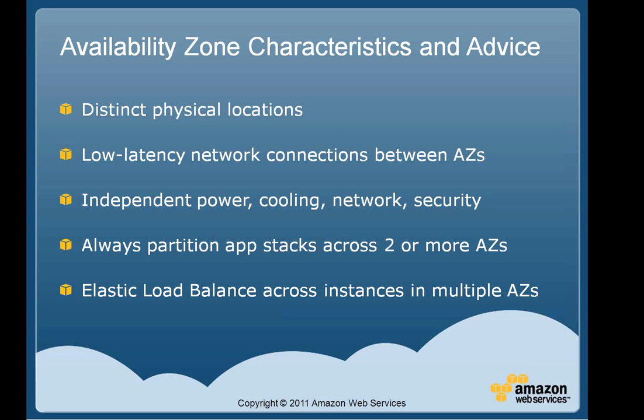We recommend, as you'll see in my next slide, that you always partition complete application stacks across 2 or more availability zones within a region. We also encourage you to use elastic load balancing across these instances to spread your traffic across multiple availability zones in the same region. The idea is that you want to build your application such that if there is a problem in one AZ, you have capacity and functionality in another AZ ready to take over for you.